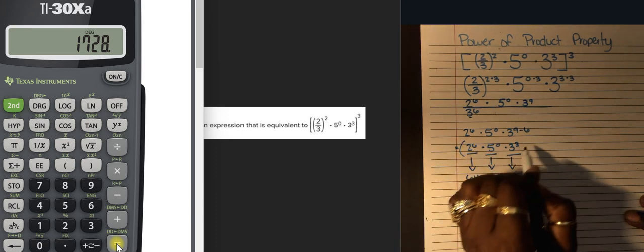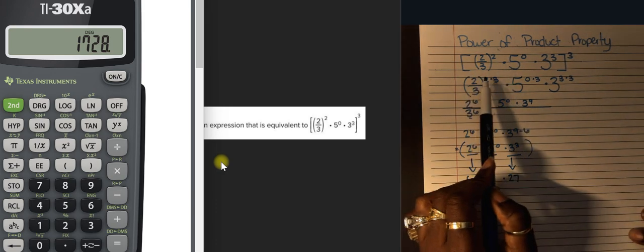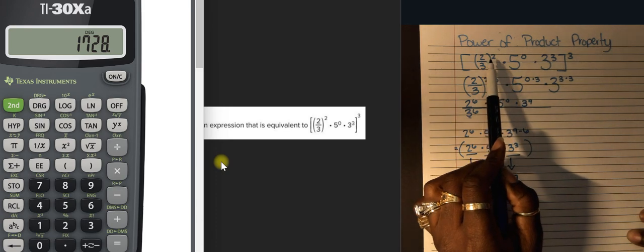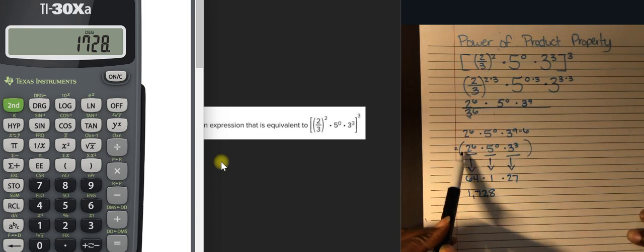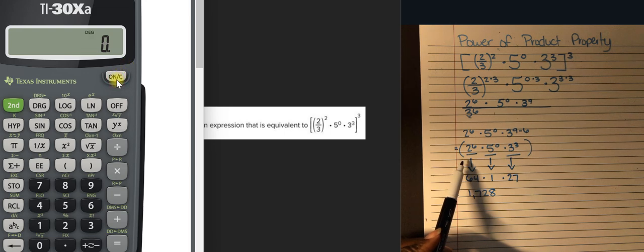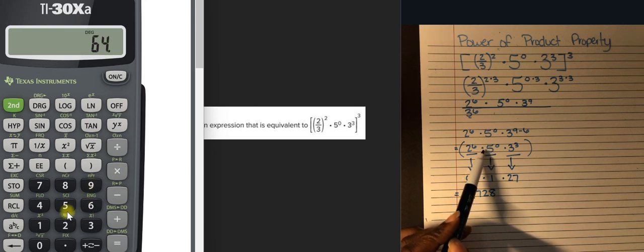I would try to solve it when we get to this point in our calculator, if you wanted to use it. Here, you may run into some issues because you've got brackets and then parentheses and division inside of there. So I would try to simplify it as much as possible before I start plugging that into the calculator. So in this case, 2 to the power of 6, times 5 to the power of 0.